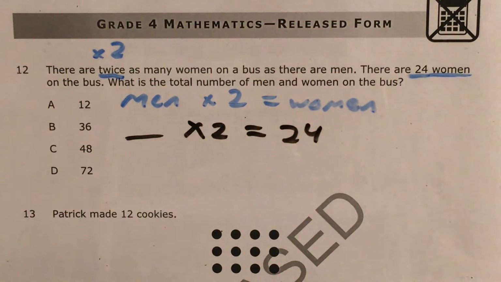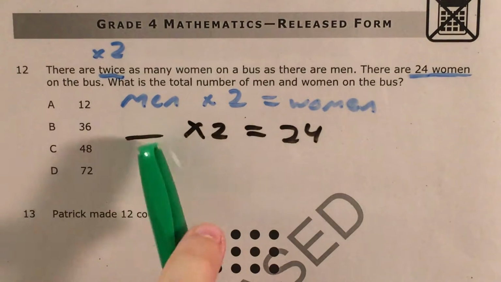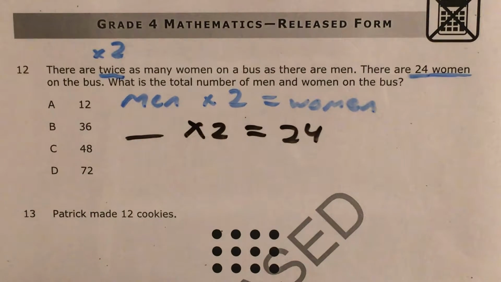And so now I have some number I don't know, but I need to get it by itself. This is one of the big ideas of equations, and you'll end up using that as you go through math more. But for now, I'm just going to go ahead and use a fact family to rearrange this to get this blank space here by itself.